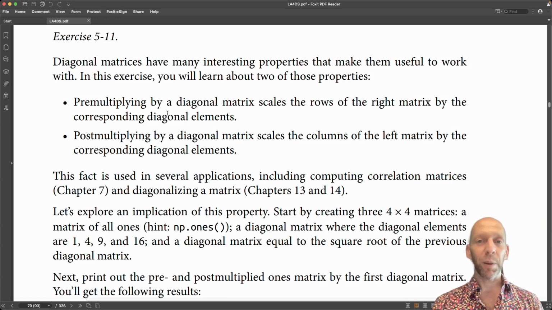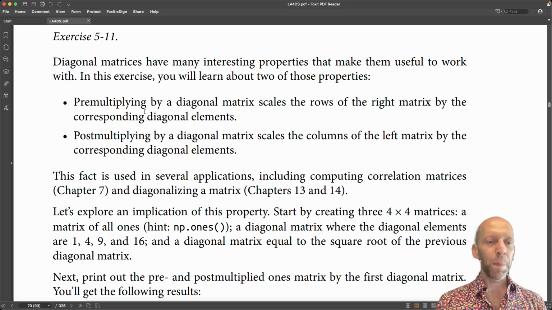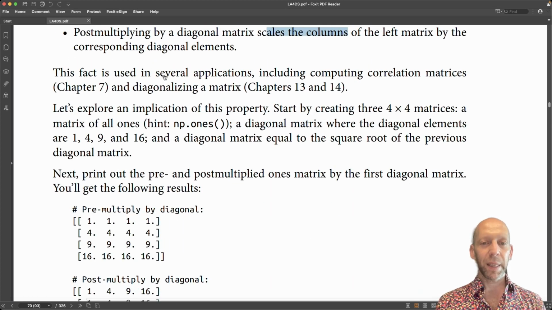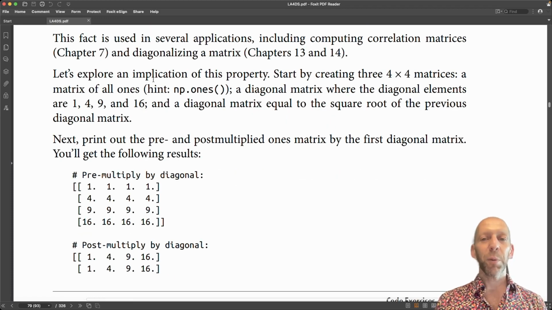Okay, so in particular, what we are going to highlight in the code is these two factoids right here. Pre-multiplying by a diagonal matrix scales the rows, whereas post-multiplying by a diagonal matrix scales the columns. Okay, and here I just say we're going to use it several times throughout the rest of the book. So here's how we are going to explore this.